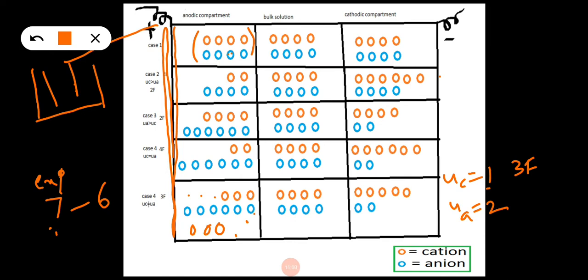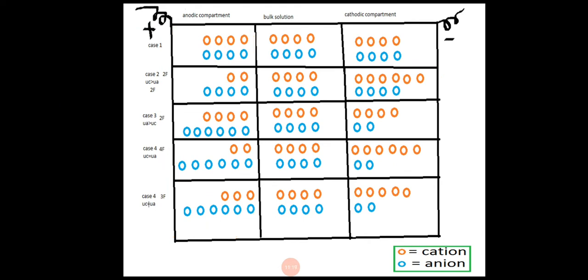So expected or theoretical increase minus observed increase is equal to the number of ions going out of the anodic compartment, or the speed of the cation. In the same way, let us see one more case also.